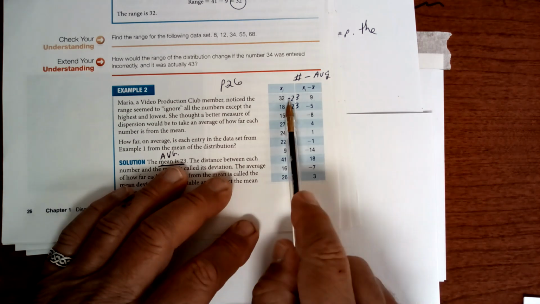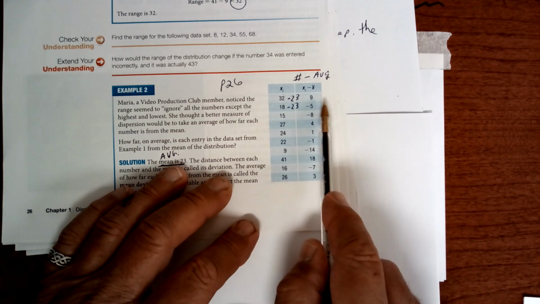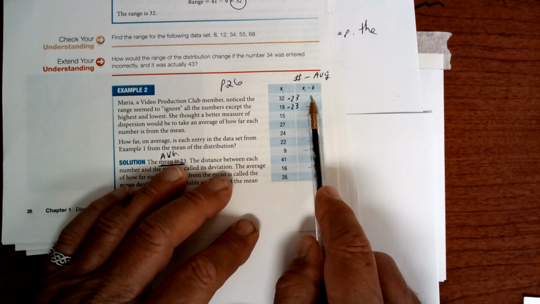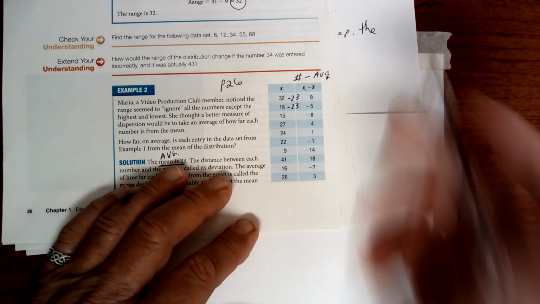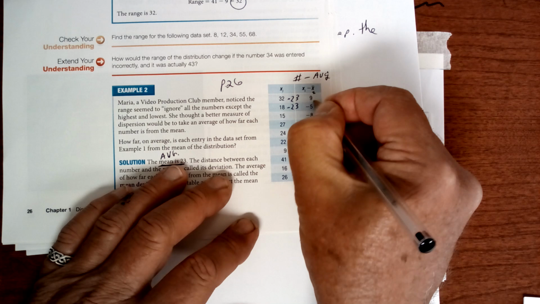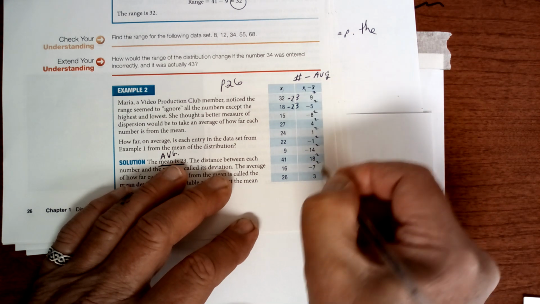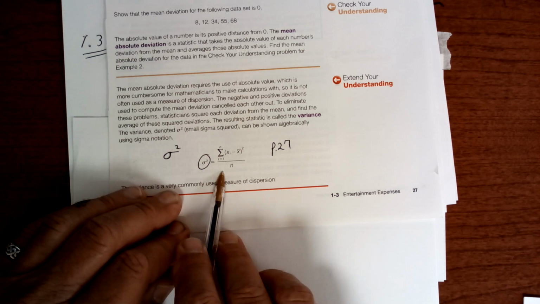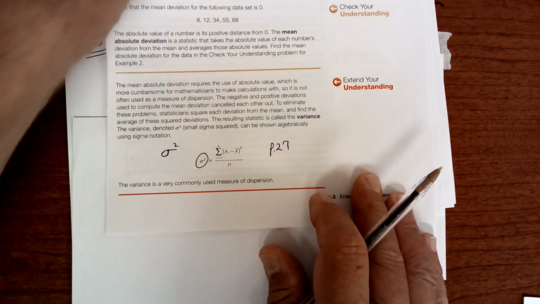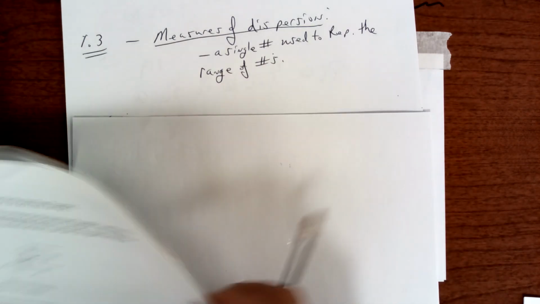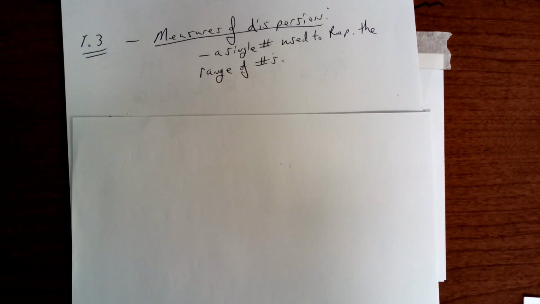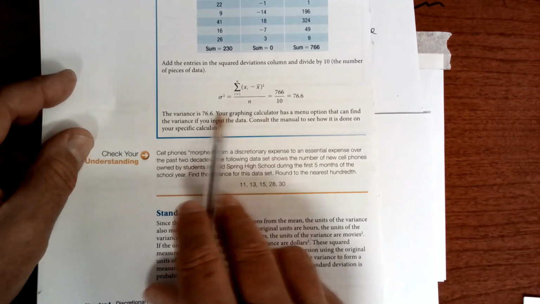So let's talk about that. So you're going to take all of these numbers right here after you subtract, and you're going to square all of these. Then you're going to add them up and divide by how many numbers you have. That will give you the variance. That's what this formula is. Okay? And then secondly, if you take the square root, you get something called the standard deviation. And the standard deviation is down here.